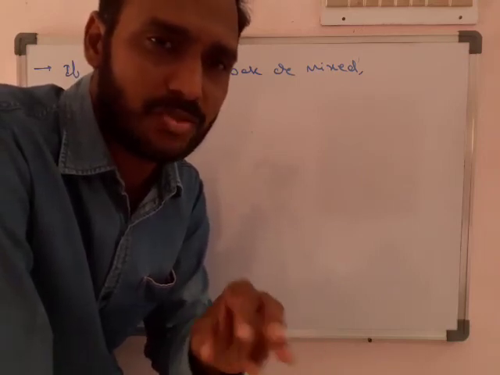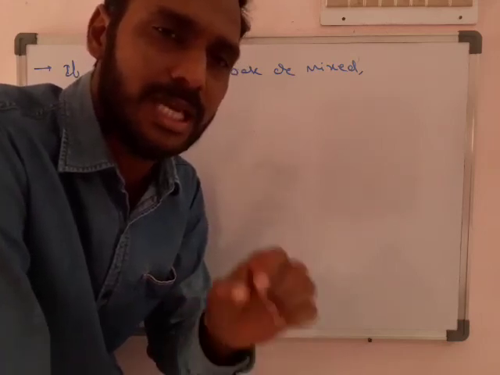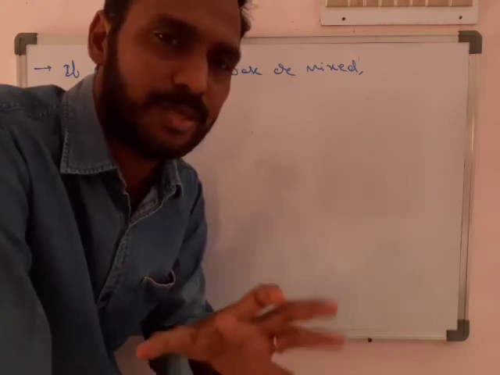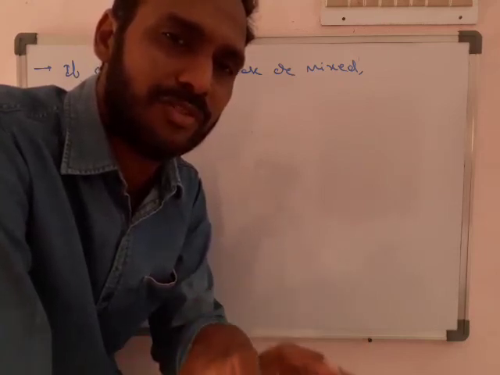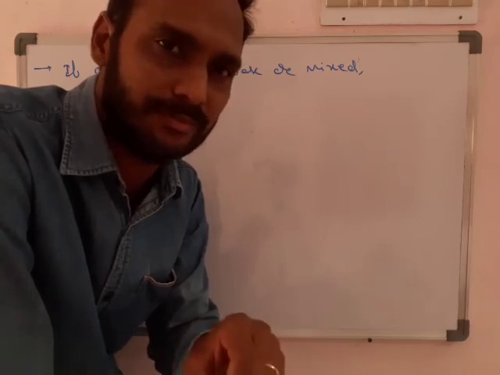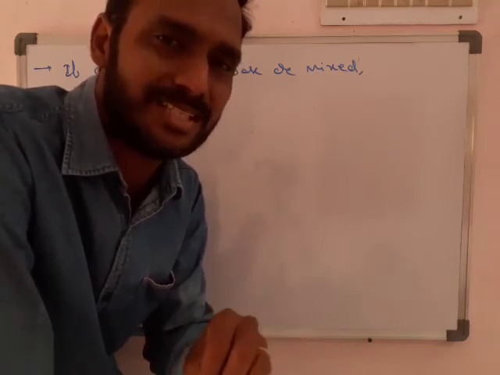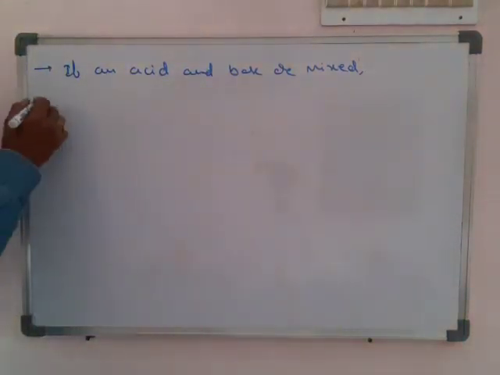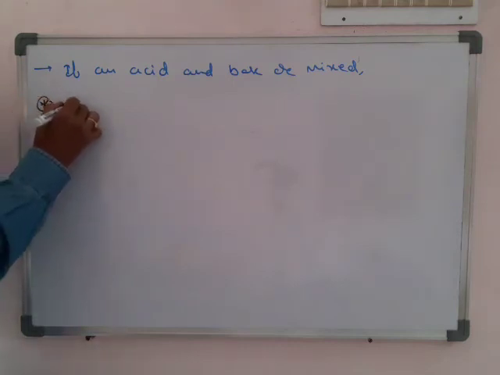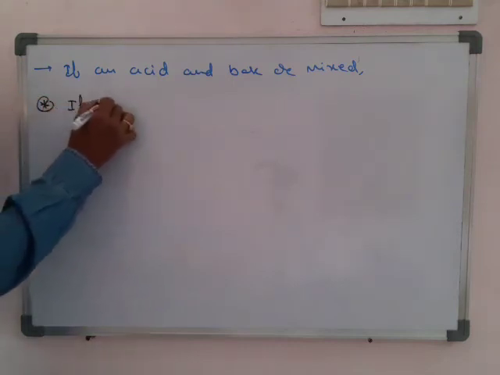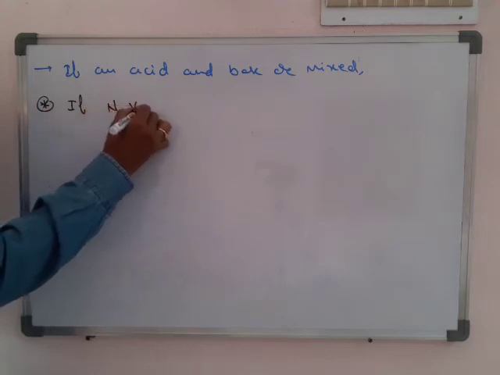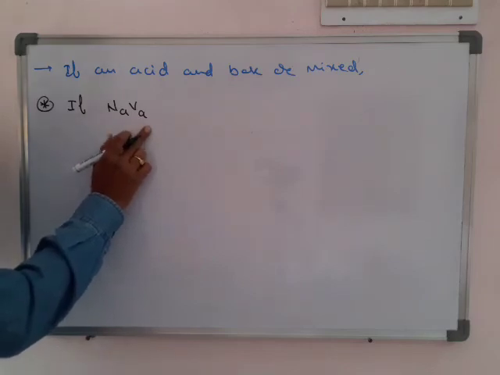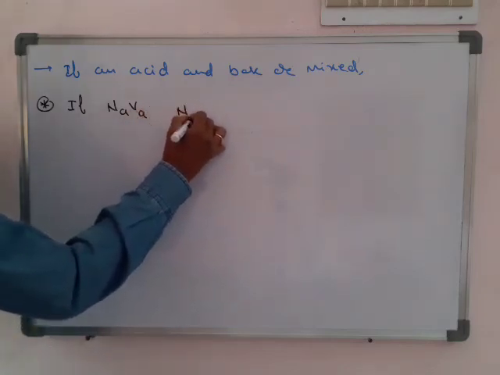If the base is the stronger one, the final solution will be basic. If the acid is the stronger one, the final solution will be acidic. So at first we have to compare the strengths of the acids and bases which are mixed. We compare their strength in terms of milli equivalents. Normality times volume in milliliters is called milli equivalents of acid, and likewise for the base.